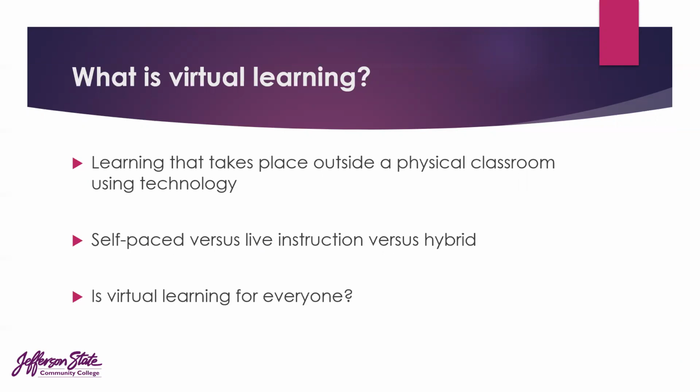The first is self-paced learning, which means that students are enrolled in a course that they complete online on their own. The second is live instruction, which means that the class meets virtually with the instructor on a specific schedule. And the third is a hybrid of virtual live instruction and in-person meetings, including class, labs, clinicals, or other in-person meetings. Make sure you know which of these formats your class will be in.